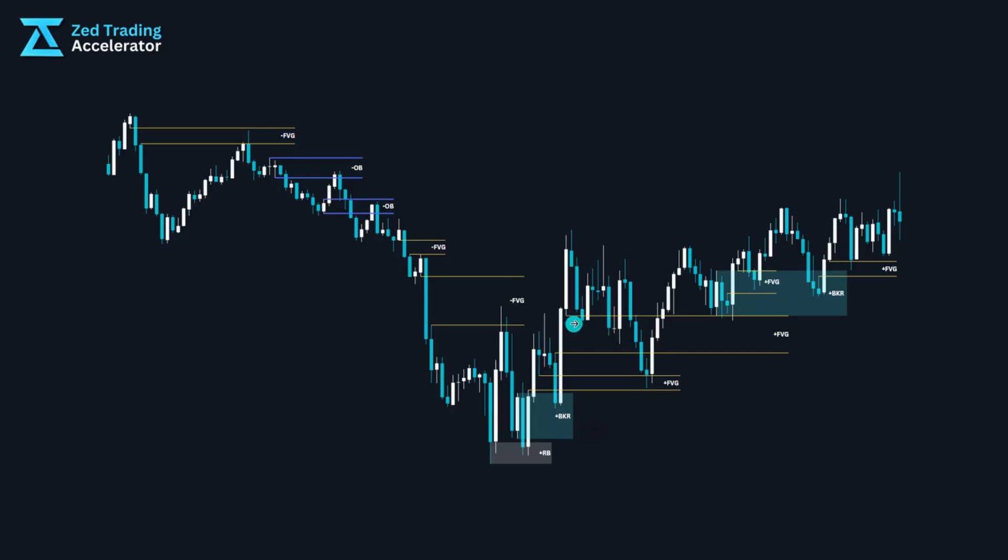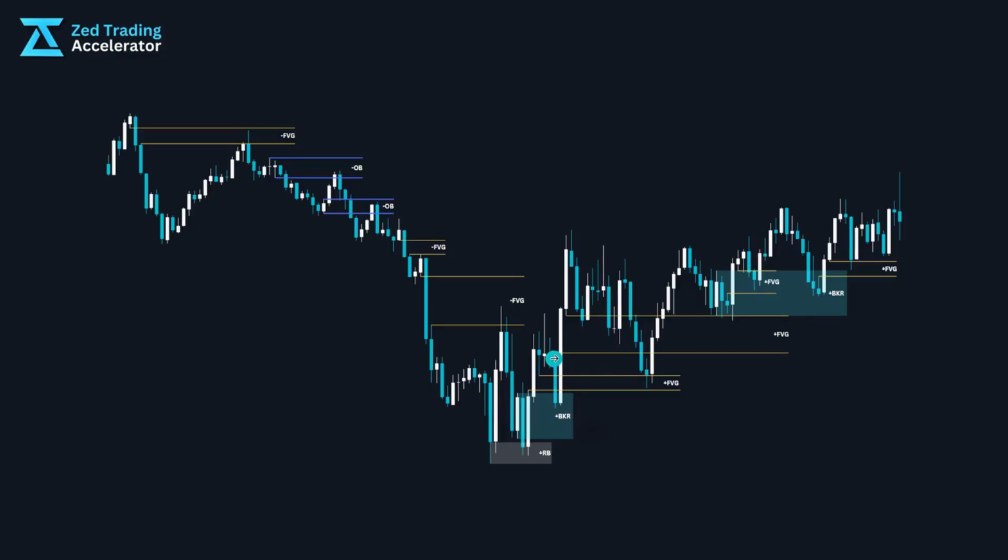Price reacted here. We want to see a displacement in the swing high, but price failed to displace higher in this swing high. We have rejections here, and price continued lower. Once again, we tried to respect this fair value gap, but once again, price failed to displace in this swing high.